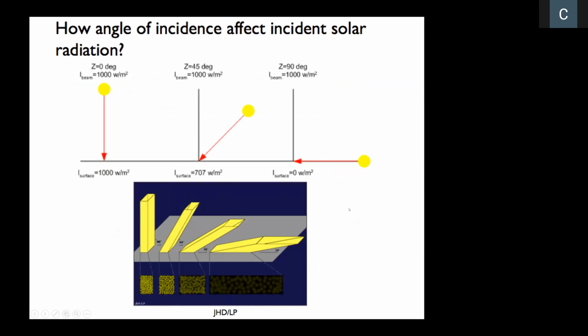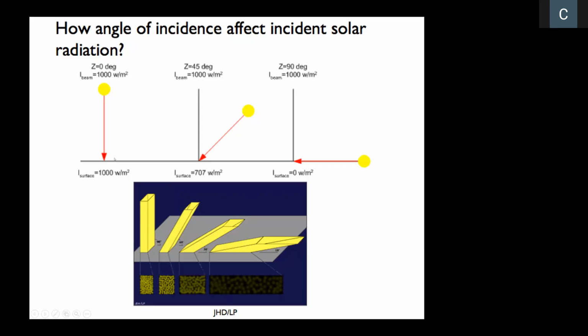So let's think about this in another way. Let's imagine that you have a radiative beam that is radiating 1,000 watts per meter coming from the sun. So for every meter slice that you would take, you would find that there is 1,000 watts per square meter coming through that area.